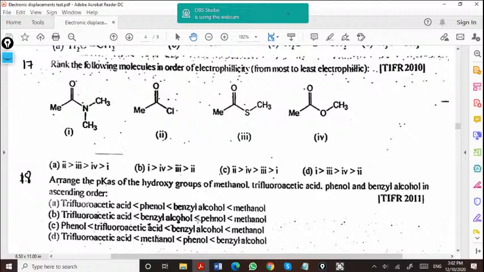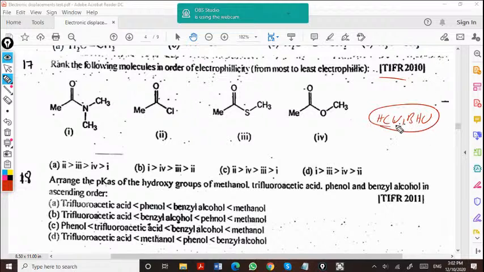Hello everyone. Here I come with another session of previous questions. So in this session I'm going to conclude. I'm going to give the explanation for the TIFR, HCU, and BHU previous questions, which are for the last 10 years.